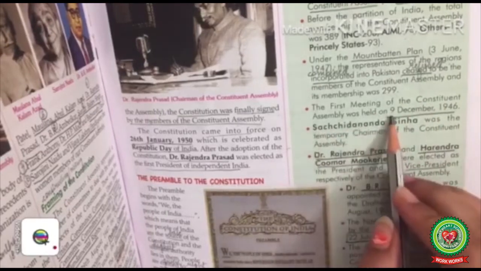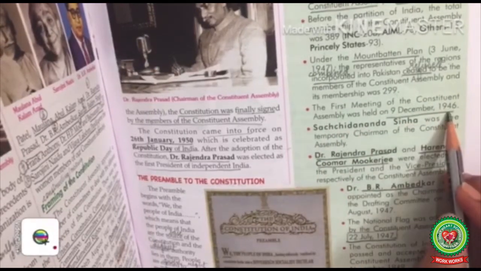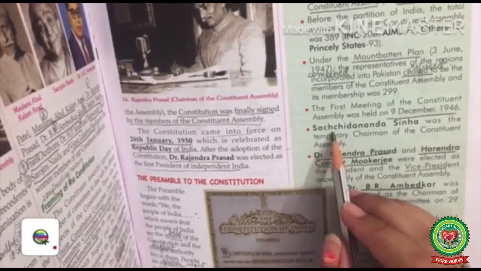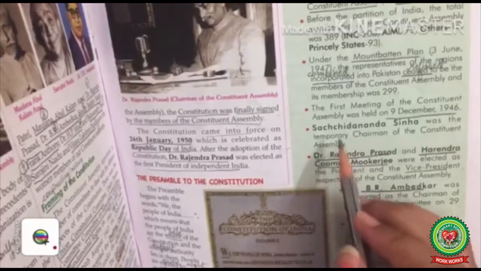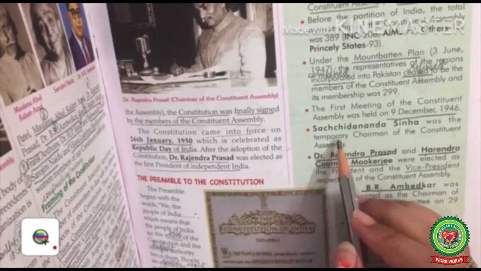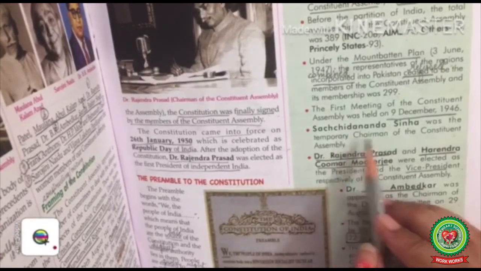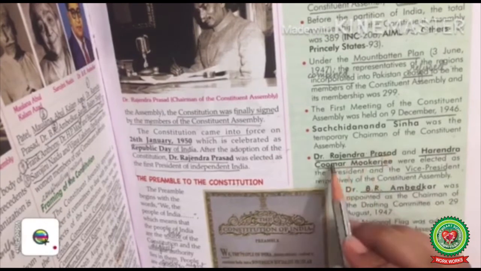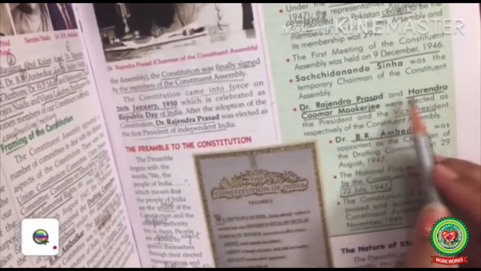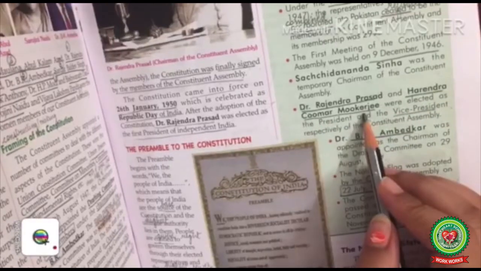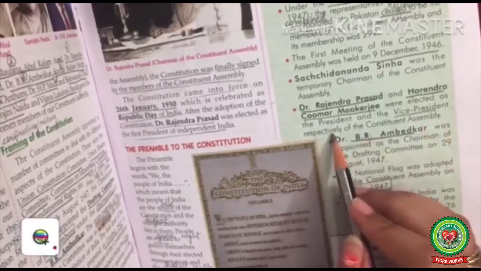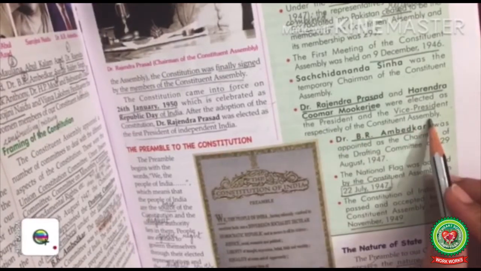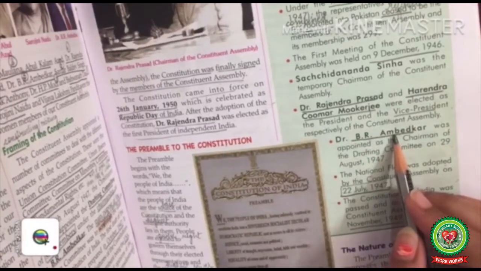The first meeting of the Constituent Assembly was held on 9th December 1946. Sachidanand Sinha was the temporary member of the Constituent Assembly, but the chairman of the Constituent Assembly was Dr. Rajendra Prasad. Dr. Rajendra Prasad and Harendra Kumar Mukherjee were elected as the president and the vice president respectively of the Constituent Assembly.